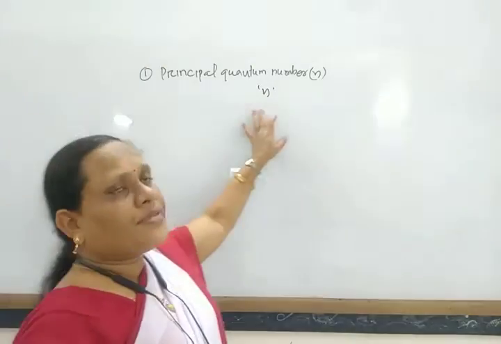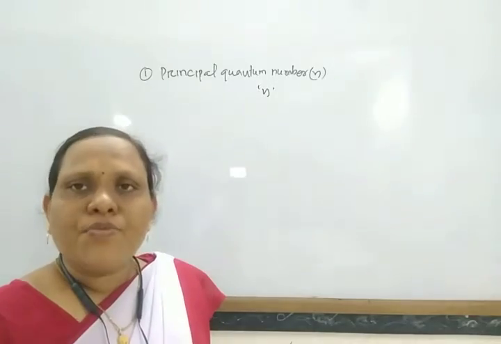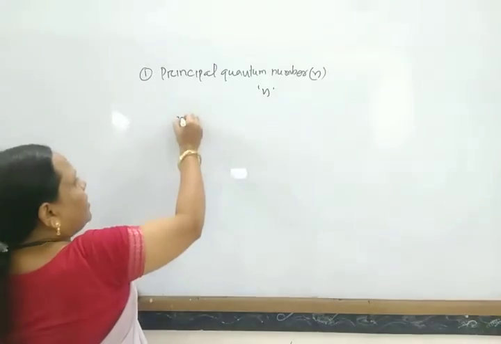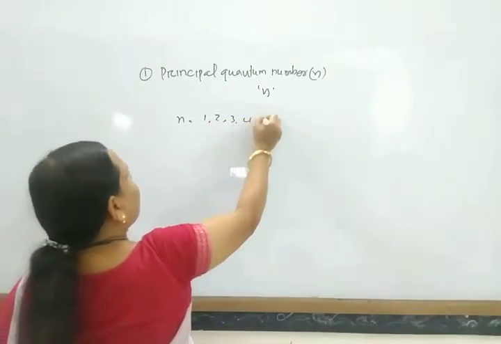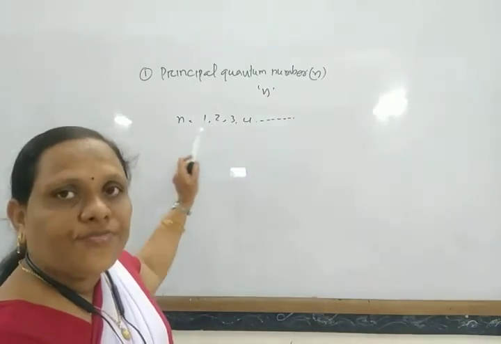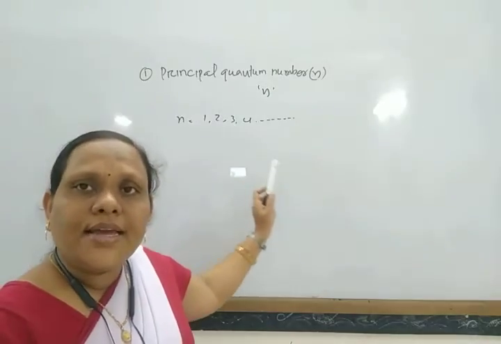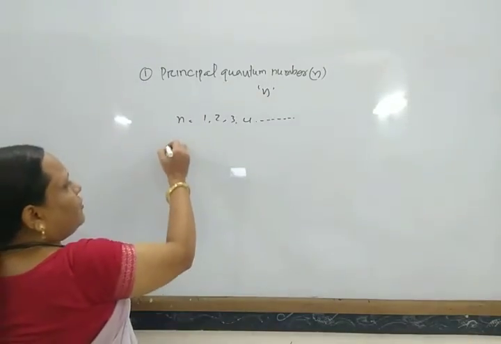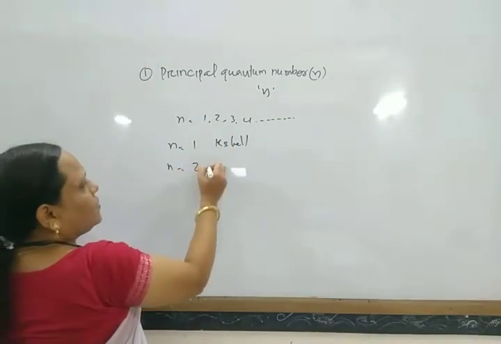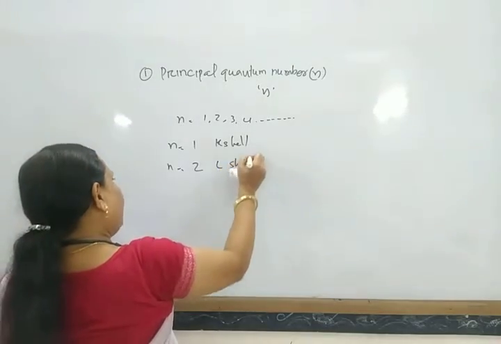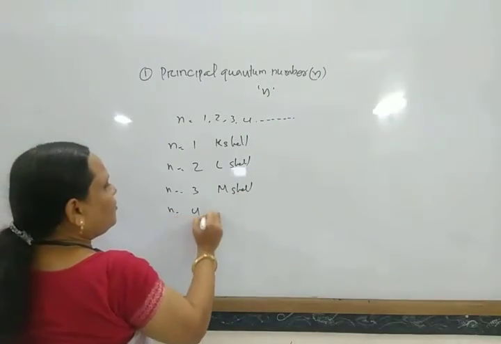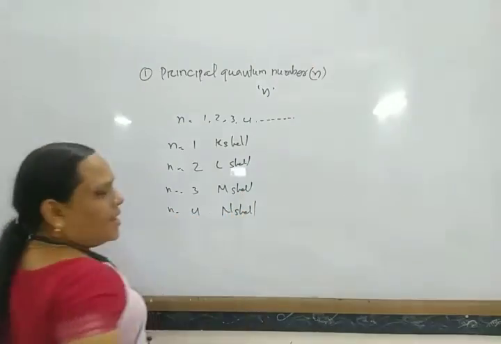So this N have different values, that is starting from 1, 2, 3, 4 like this. It is an integer. Okay, so N equal to 1, 2, 3, 4 dot dot dot like this. And for a particular value of N, that represents one main energy level. For example, if N equal to 1, that is K cell. If N equal to 2, that is L cell. If N equal to 3, that is M cell. If N equal to 4, that is N cell, like this.